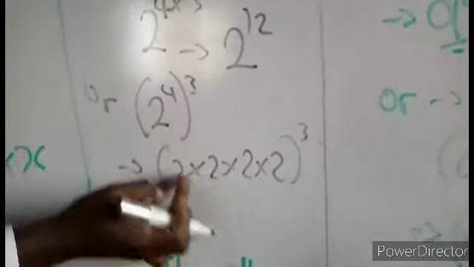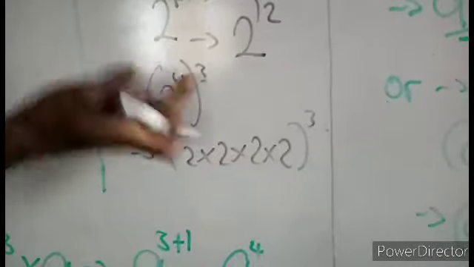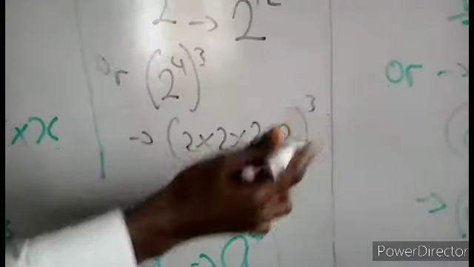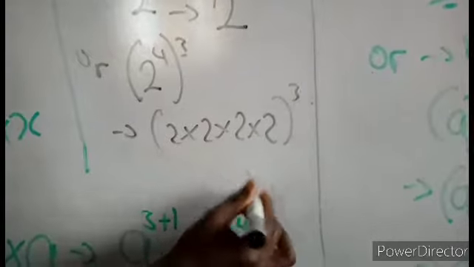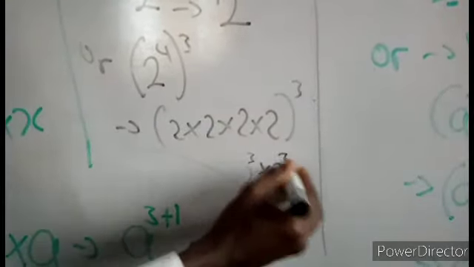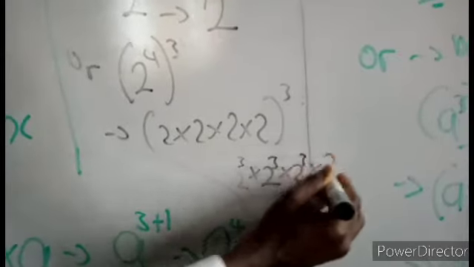So the innermost part is going to be 4 places based on the power. Now the outermost part is 3. So to solve, deal with the outermost part, you're going to write this as 2 raised to the power of 3 in 4 places: 2 raised to the power of 3, 2 raised to the power of 3, 2 raised to the power of 3.